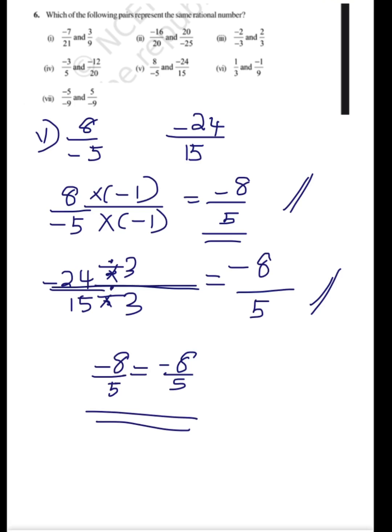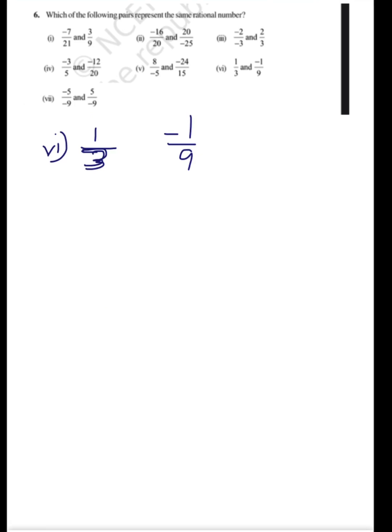Okay. Now let's see the sixth one. 1 by 3 and minus 1 by 9. You can see that one is positive and another one is negative. So both do not represent the same rational number. Okay. Now seventh one. What is seventh one? Minus 5 by minus 9 and 5 by minus 9. Okay, let's see whether both represent the same or not.